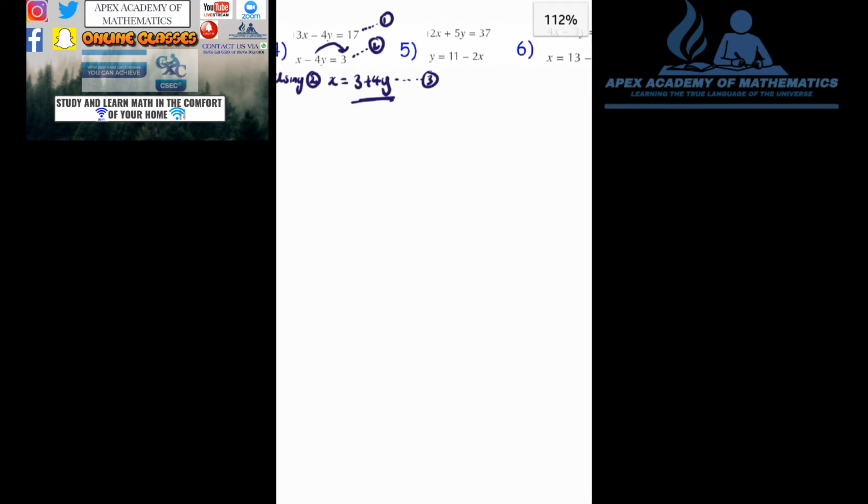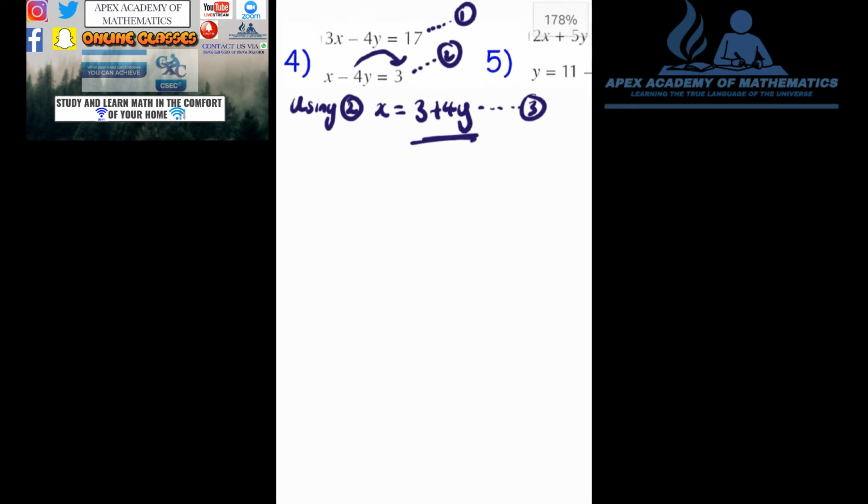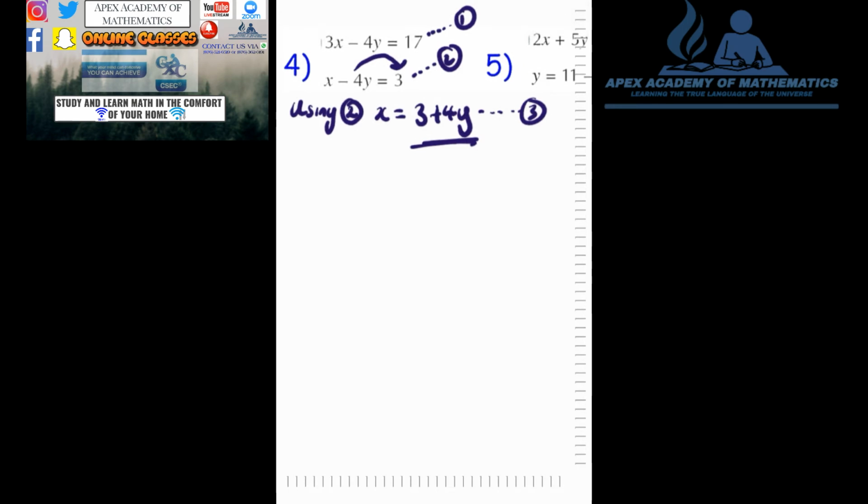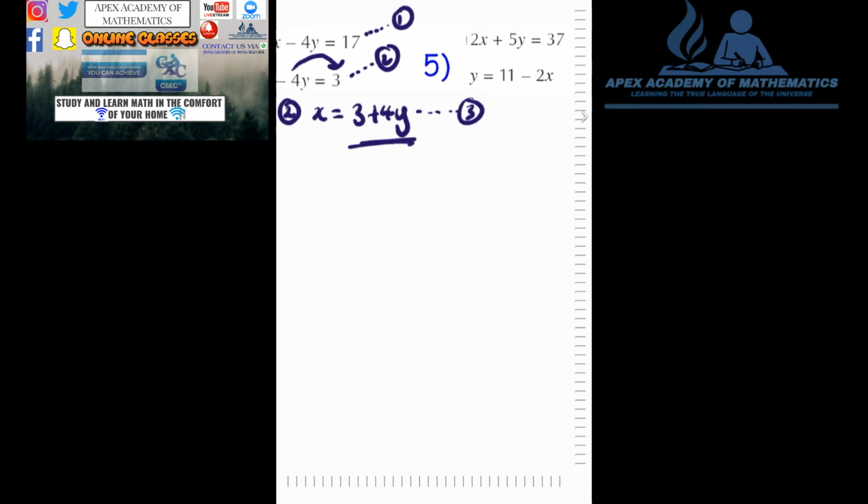It creates an expression here. That's the expression 3 plus 4y. The subsequent equation is equation 1. Reason being, I used equation 2 to create equation 3. So it would not make much sense to take equation 3 and put it back into equation 2.